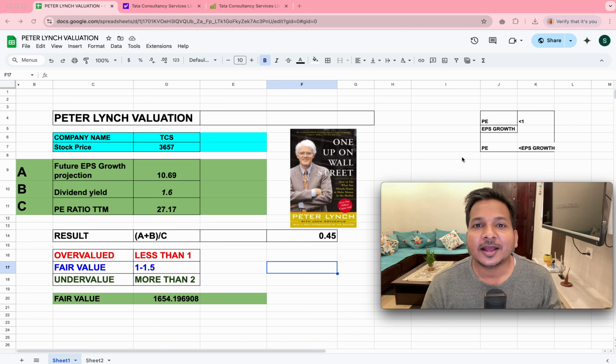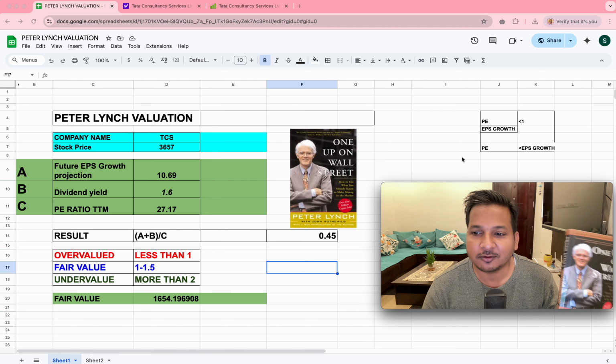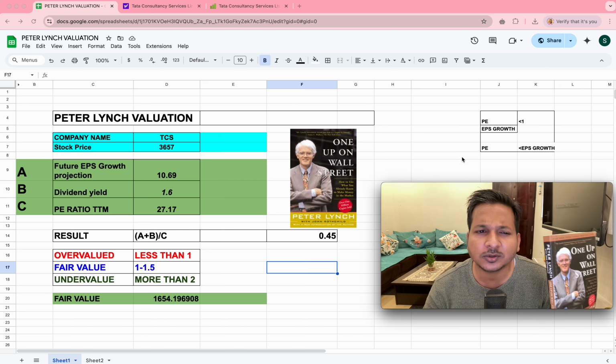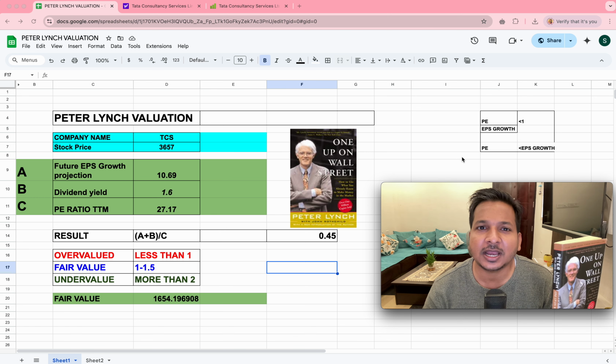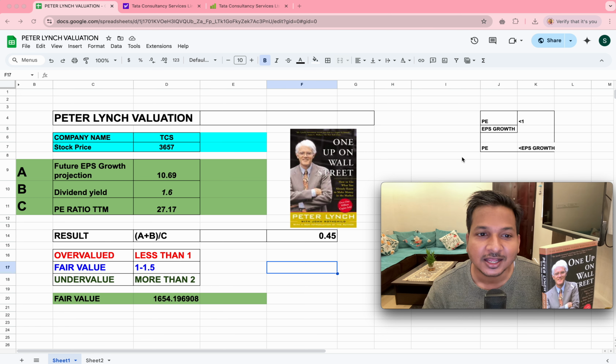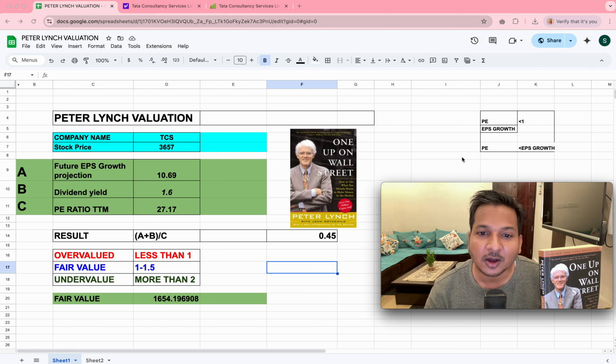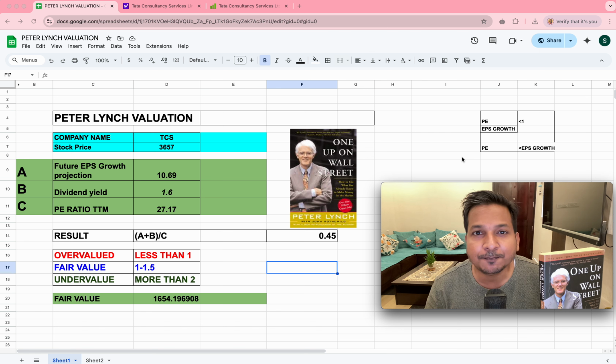Hello friends, today I am going to explain again the same concept of Peter Lynch valuation from this book. The people who have asked me many doubts in the comment section, I think most of them have not understood the basic concept I wanted to convey in that video: how to see a basic, simple valuation trick.